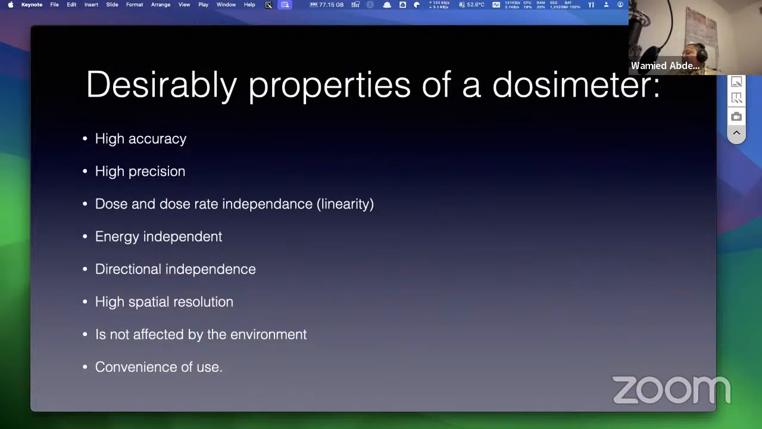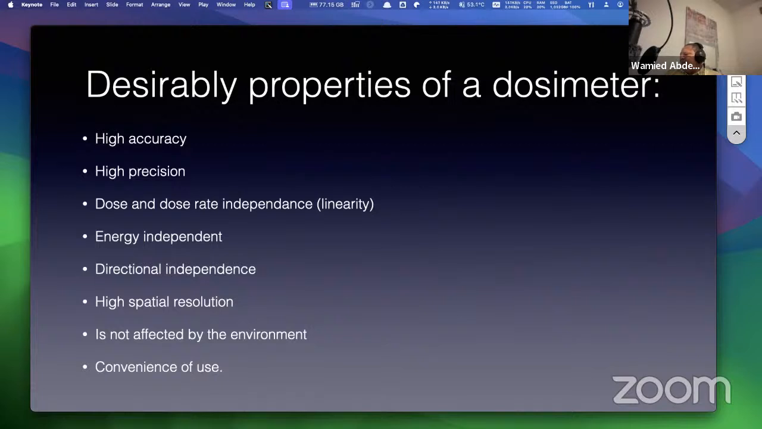And gas, for example, is a dosimeter, if we're interested in dose to gas. Actually, that's the other one. That's the energy independent. So we want the dosimeter to be energy independent, and dose and dose rate independent. It doesn't matter what the dose rate is. We still want the dosimeter to read the same signal.